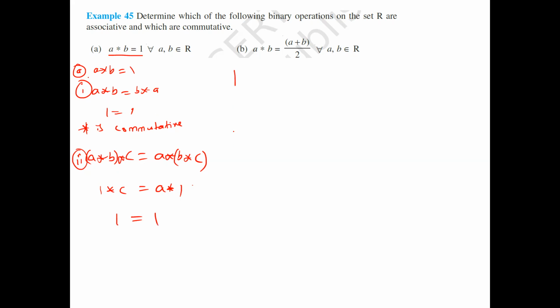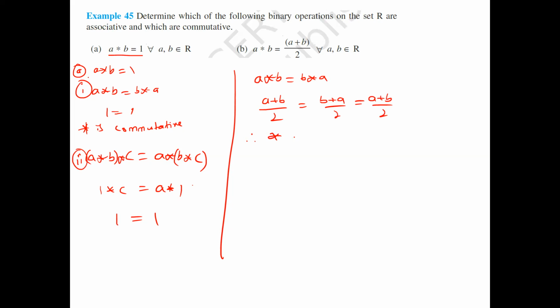Next, how to check this one? Here commutative: A star B equals B star A. What is A star B value? (A plus B) by 2. What is B star A? (B plus A) by 2, which is nothing but again A plus B only. If you want, you can write (A plus B) by 2. So therefore, star is commutative.